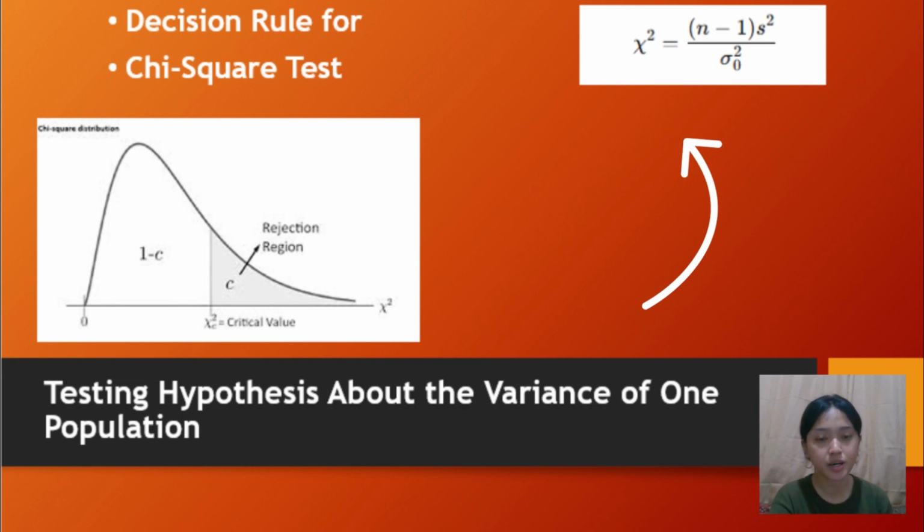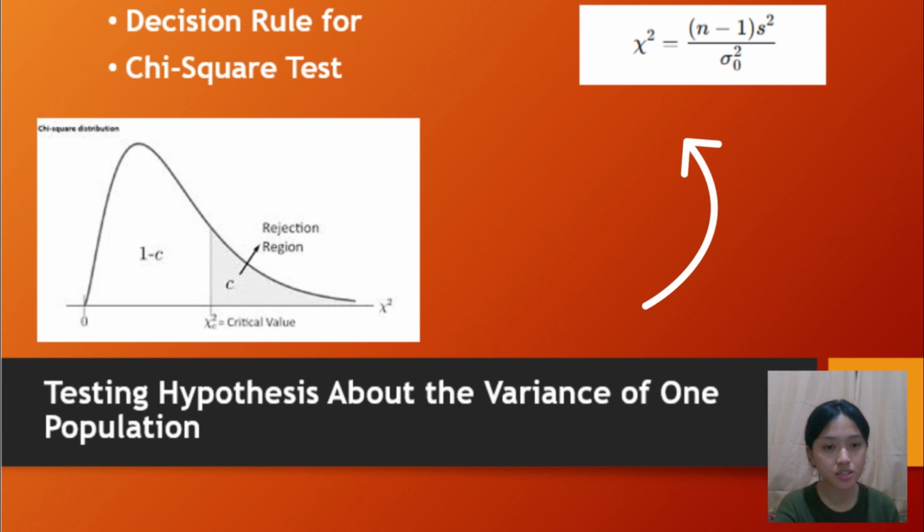Testing hypotheses about the variance of one population. We also use hypothesis tests to evaluate the variance of one normal distribution. For example, we may wish to test if the variance of a population is equal to a specified value of sigma naught squared.